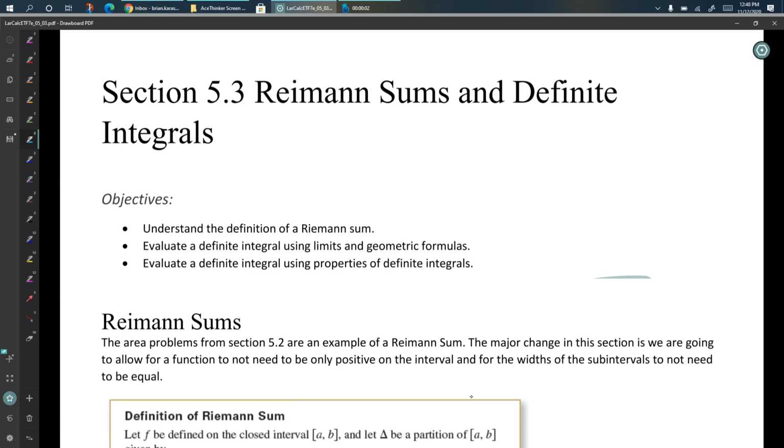So welcome to section 5.3. In section 5.3, we're going to take a look at something called a Riemann sum. I know I've used that term a couple times already. And we're going to connect it to the idea of the definite integral. Okay? We just have three objectives here. That is to understand the definition of Riemann sum, use definite integrals, and evaluate definite integrals.